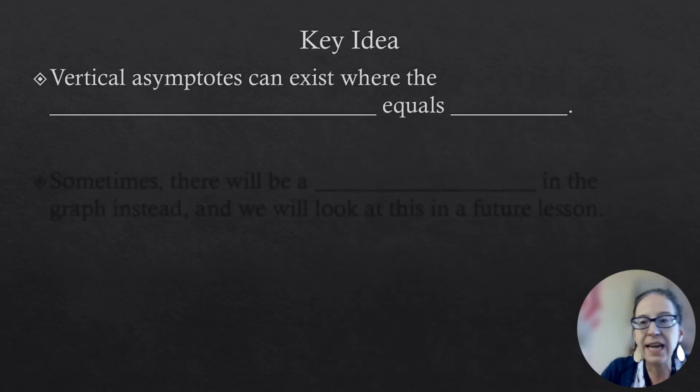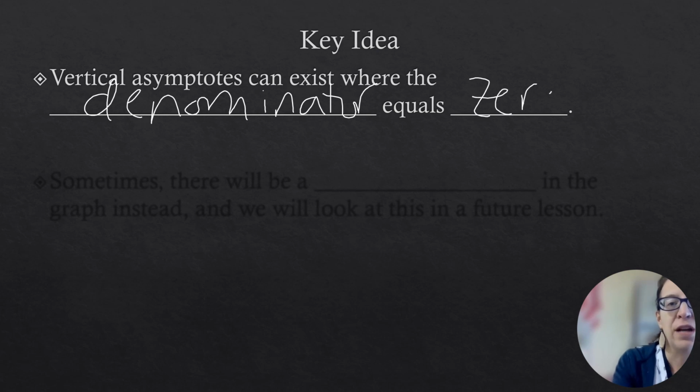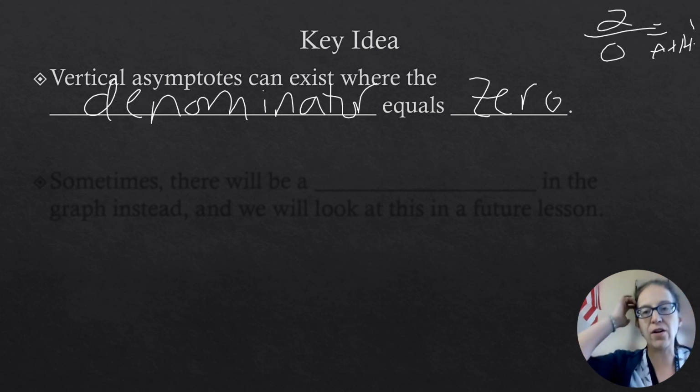So the key idea here is vertical asymptotes can exist where the denominator of the function is equal to 0. Now, dividing by 0 is an undefined operation. If you put into your calculator 2 divided by 0, it will error on you. Okay, it's going to error. That says error. All right, it's not defined.